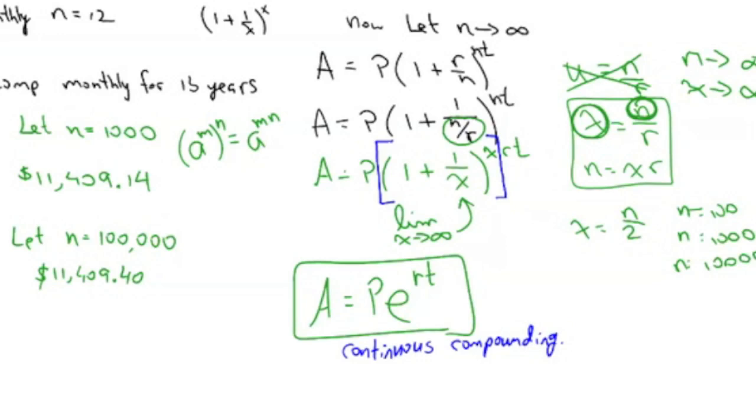We'll come back to that formula when we do word problems in section 5. A equals Pert. A equals Pert.